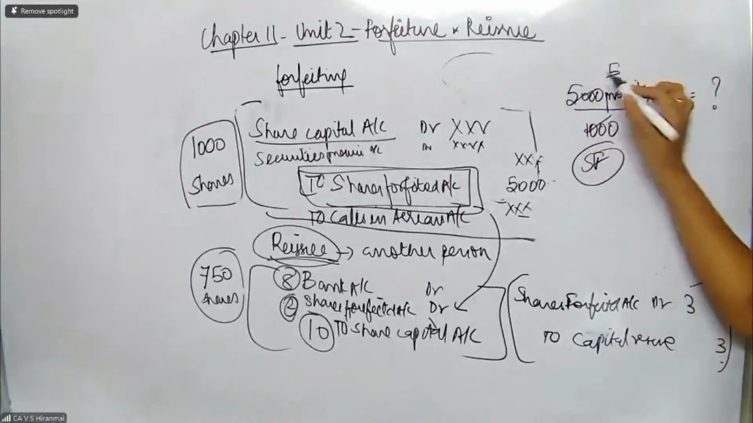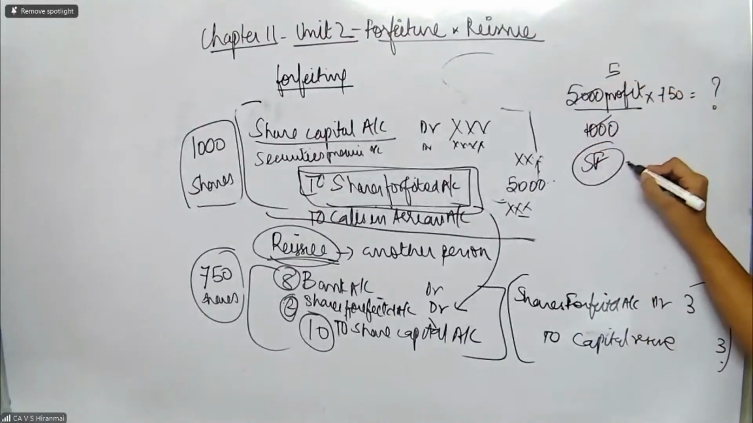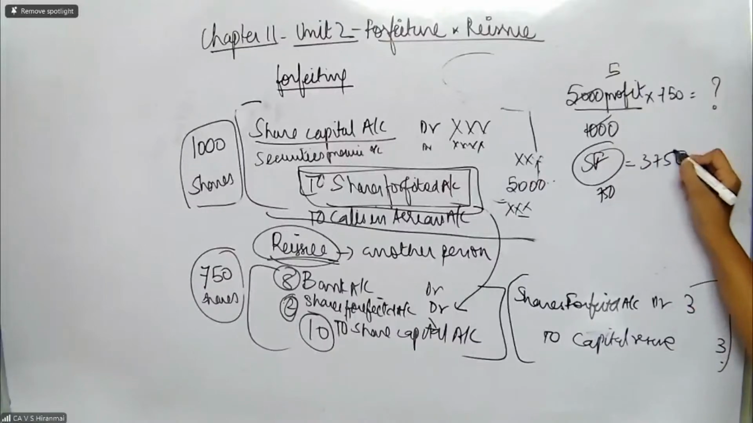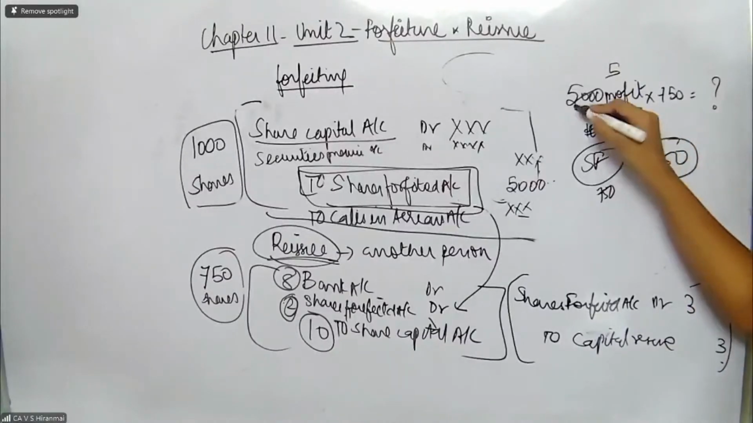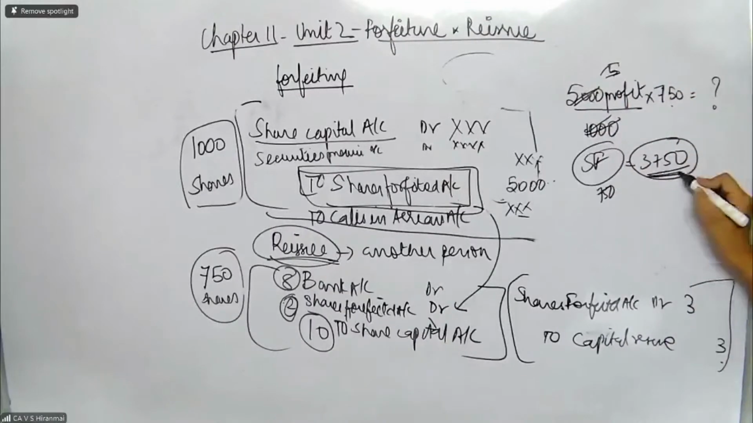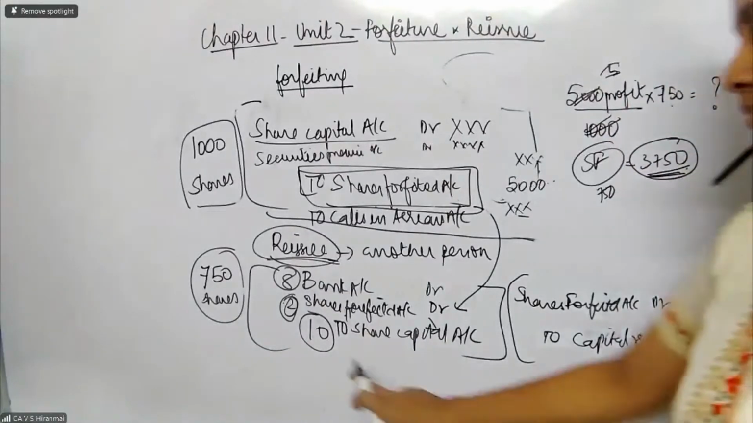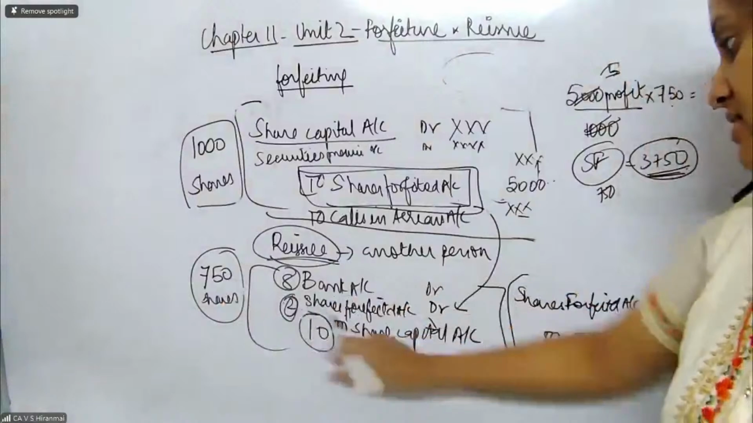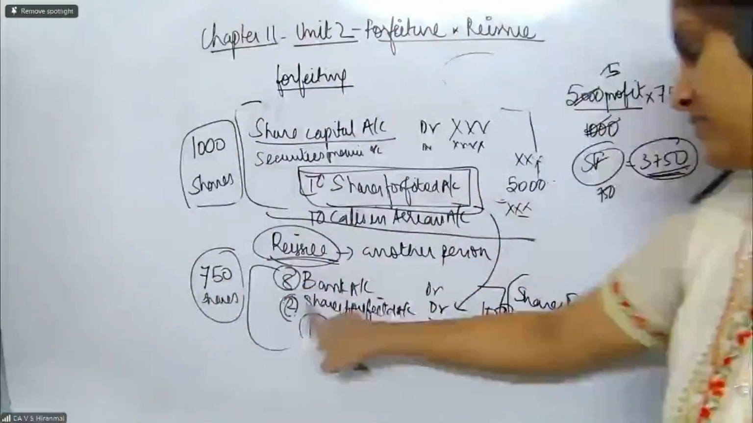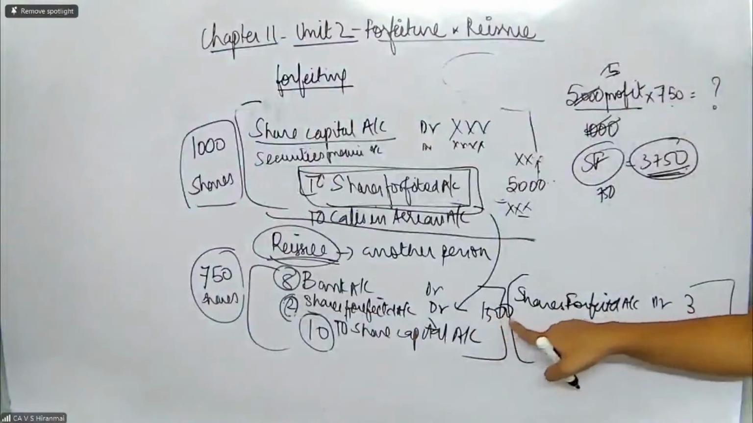So I will get 5. Correct? So the shares forfeited for 750 shares will be 3,750. How, madam? I divided, I cut it. So 5 into 750, 3,750. So now I am reissuing 750 shares at this. So this comes to 1,500, which is 2 rupees into 750. 1,500 is the actual loss.